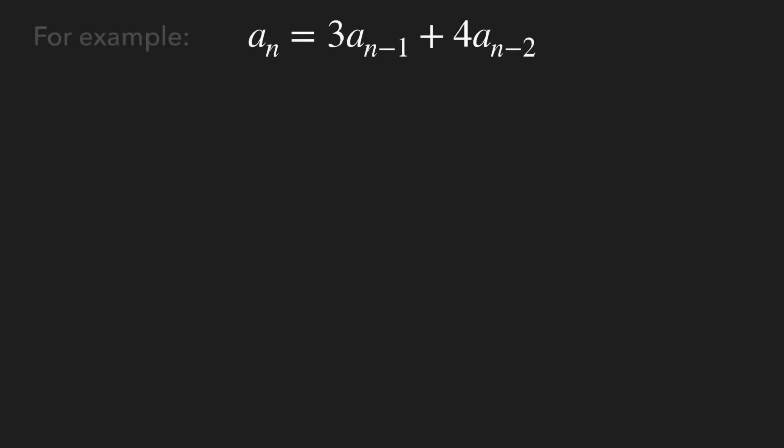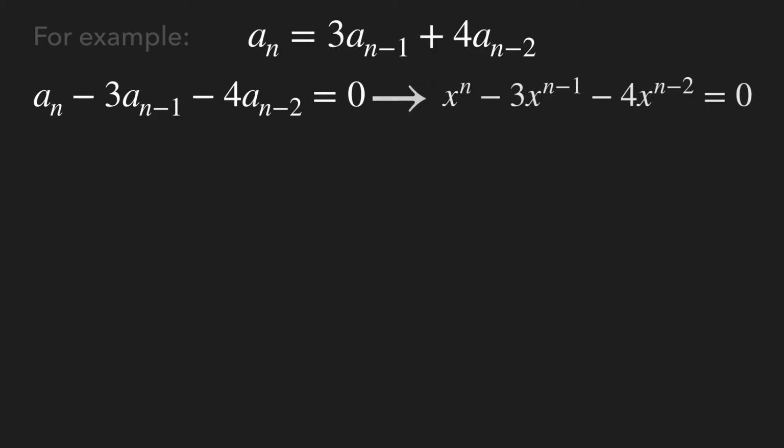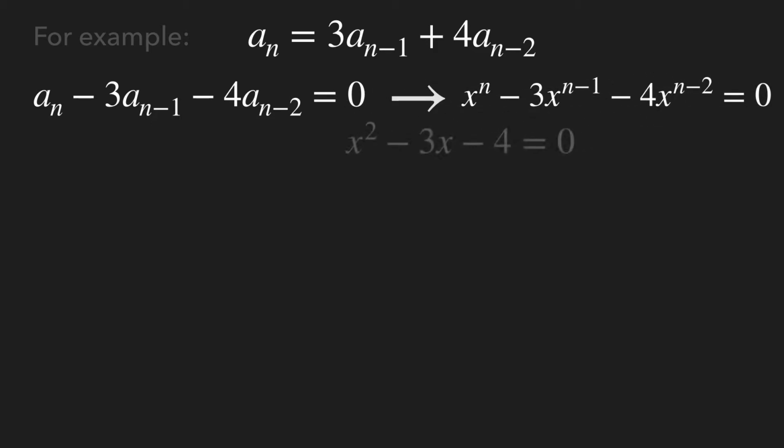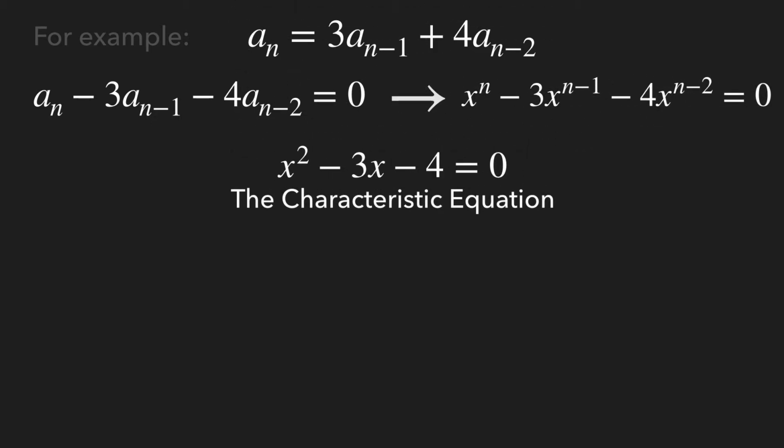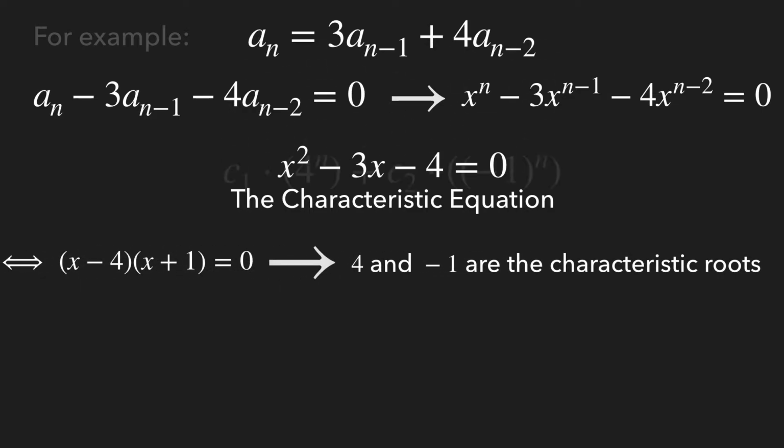Let's go through an example. We let x raised to n as a_n be a solution and proceed to find x, which will be a root of the characteristic equation. So we combine the exponents linearly to find our general solution.